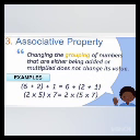So 6 plus 2 is 8. 8 plus 1, 9. So LHS we are getting 9. And on the right hand side 2 plus 1, 3. And 6 plus 3 is 9. So here it is proved that LHS is equal to RHS. So in this way we are going to do addition of associative property.